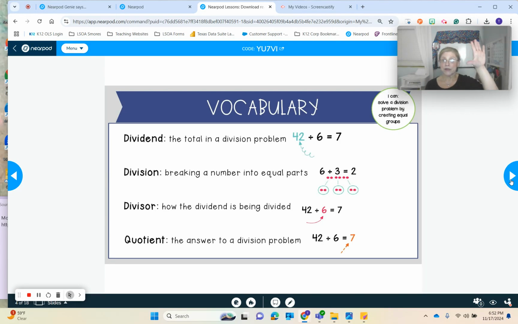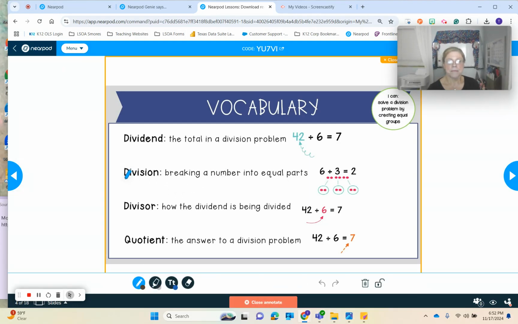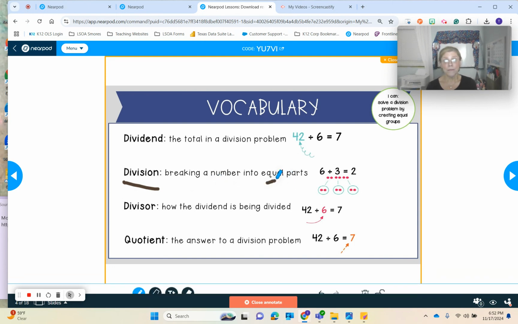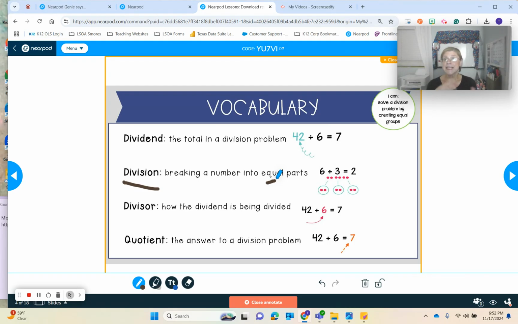So if we're going to break apart 42, that whole number, we're going to break it apart into equal groups. Equal groups of what? Either 6 or 7. So then if we look right here, division is the breaking apart of a number into equal parts. Equal, because remember, it's the opposite of multiplication, so that equal has to be there. It's going to be equal parts or equal groups.